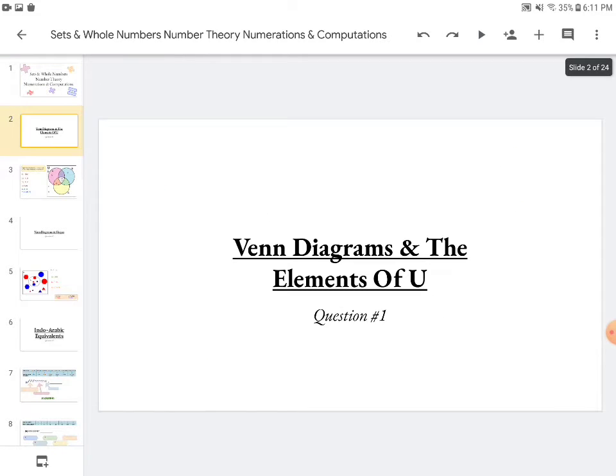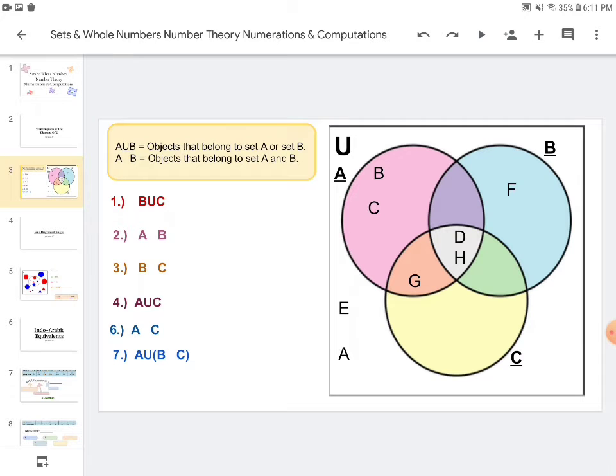So we are going to start out by discussing Venn diagrams and the elements of U. And for question 1, we are presented with a Venn diagram with circles A, B, and C. If you'll notice, there are some spots where the circles overlap. There will be some letters in these spots. Those actually correspond to the overlapping circles, showing what is shared among them and what isn't.